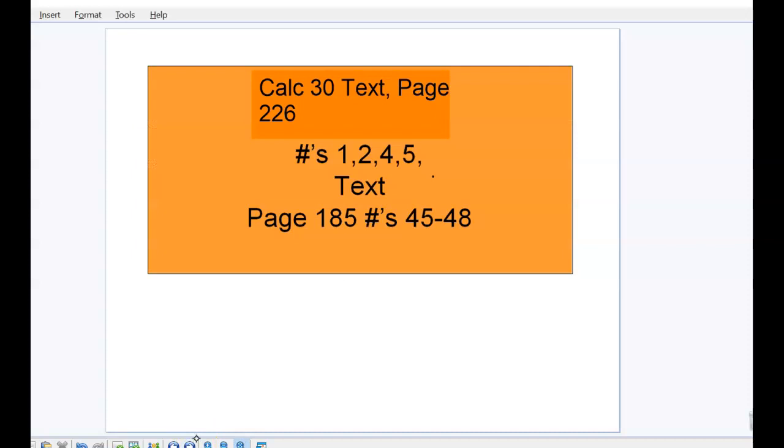Okay, so there is your assignment from section 4.1 on extreme values. So give those a try, and if you have any questions, you can ask me. Again, the bottom text is your AP text, the top obviously is your Calc 30.